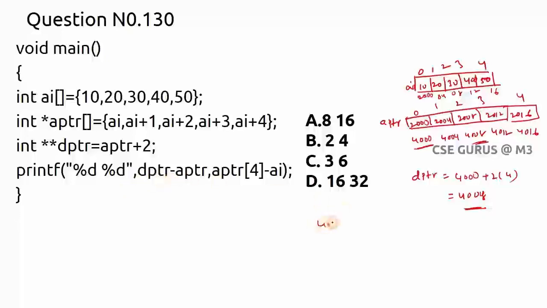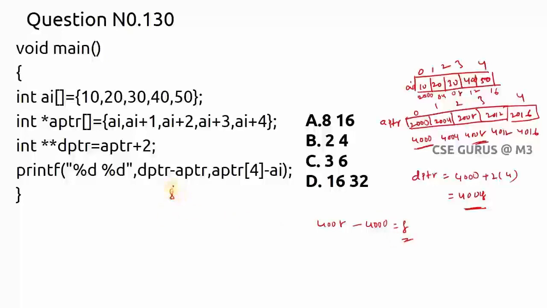4008 minus what is aptr's address? What is the address of aptr of 0? 4000. Now what is the result? 8. So will it print 8 here?